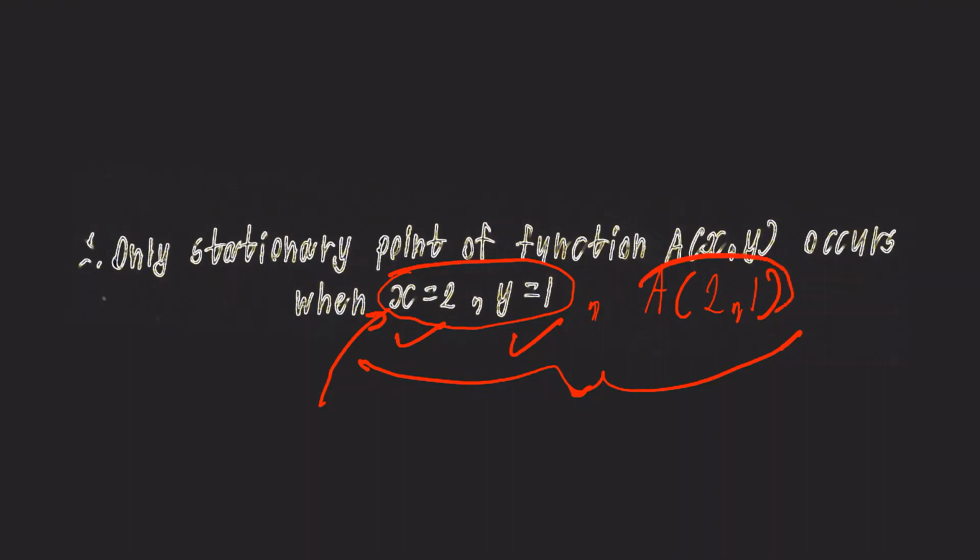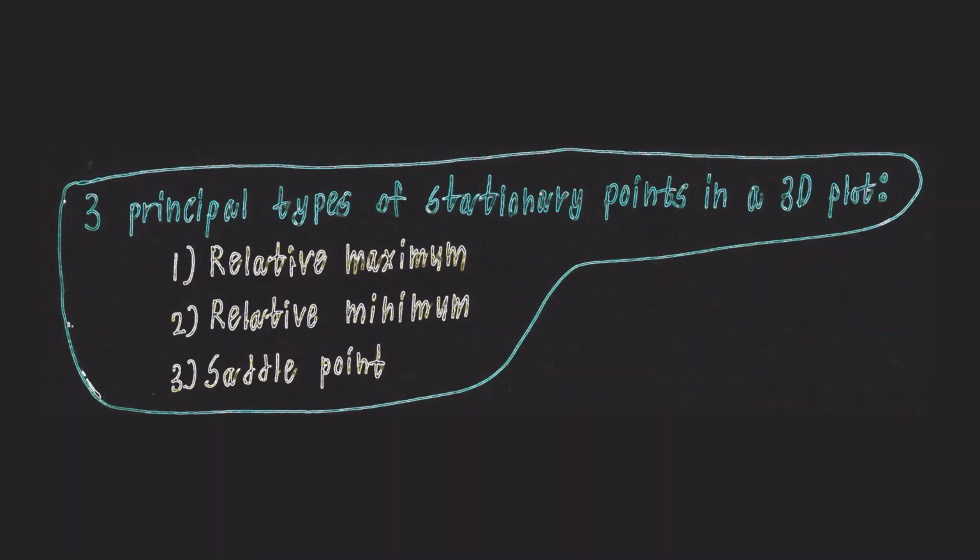Of course, this has some value. We will investigate what the value is later, the actual numerical value of the area. But the idea is it occurs at this point, x equal 2 and y equal 1. So that's a stationary point. But what we are asked for in the question is a point where the value is a minimum, where the area is a minimum.